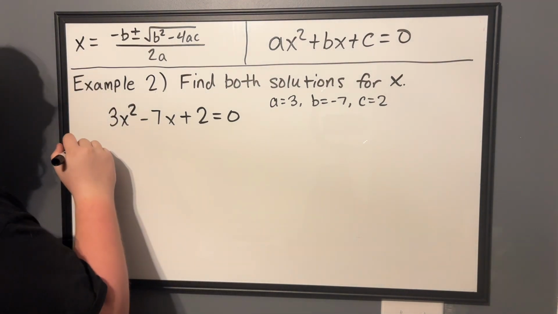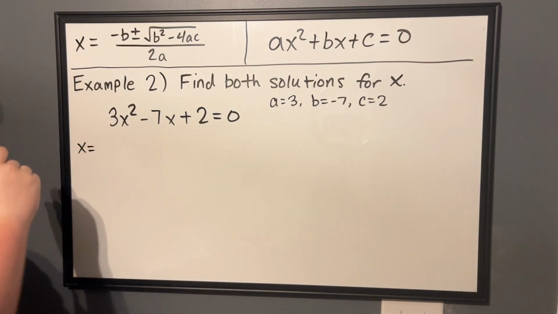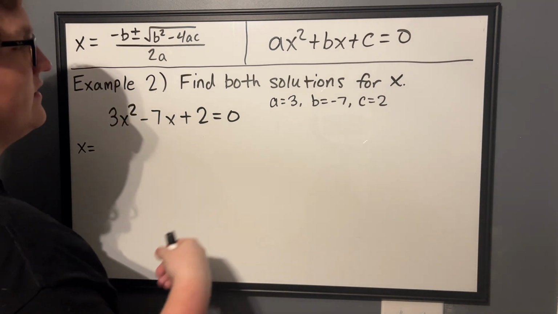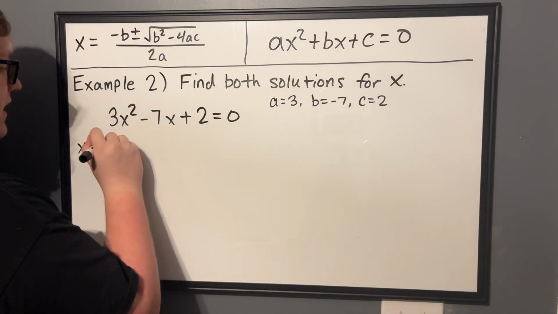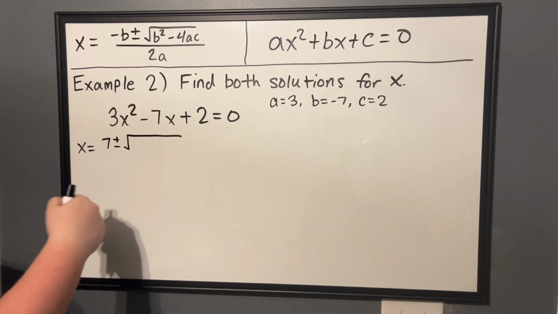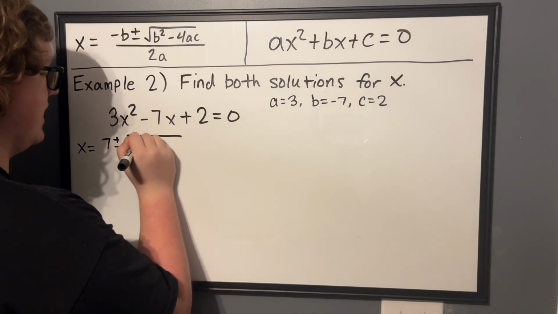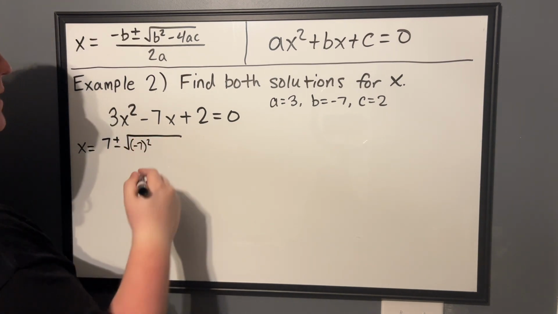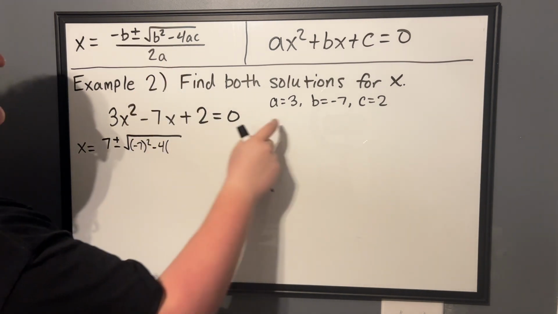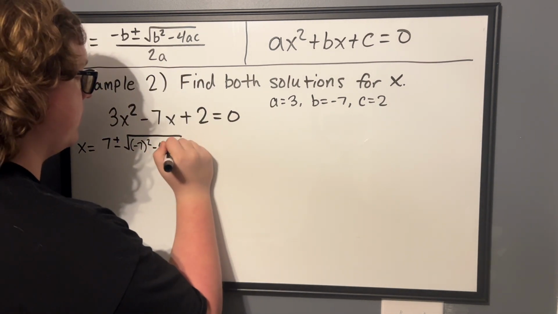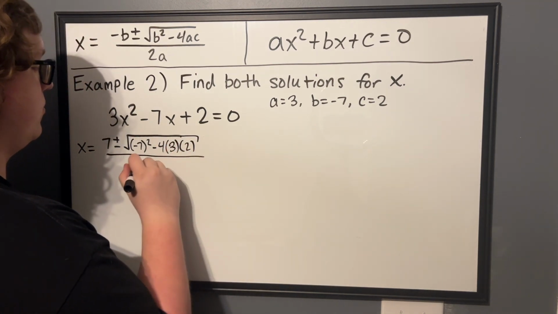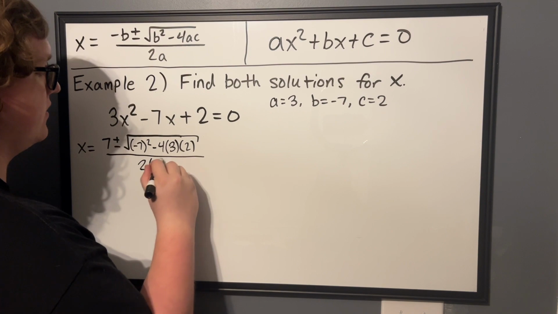So we're going to have x is equal to negative b. Well, this time b is a negative number. So -7 is a positive 7. So we're going to have 7 plus or minus the square root. B squared is going to be -7 squared, right? Minus 4 times a times c, right? Which is 3 times 2. So 4 times 3 times 2. And all of that is over 2 times a, which was 3.